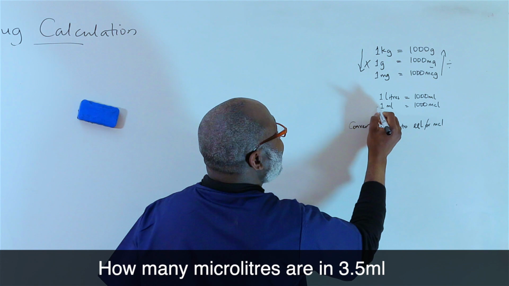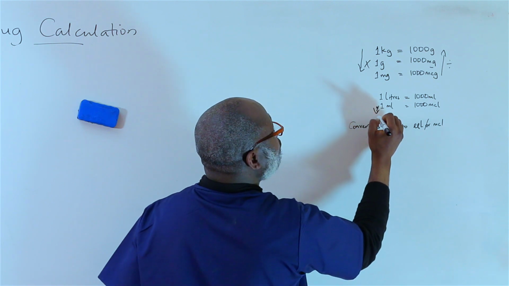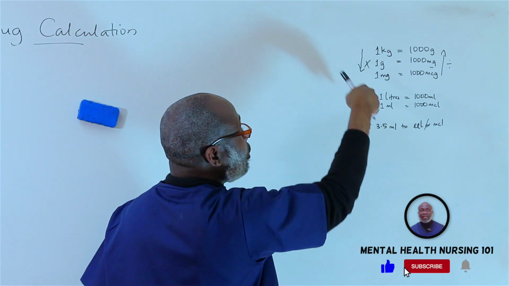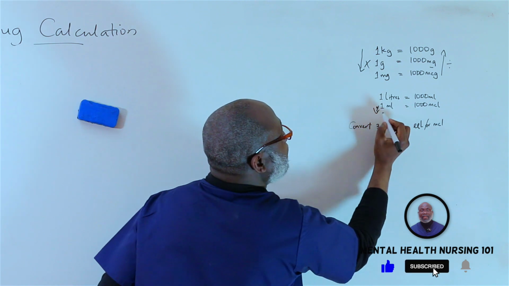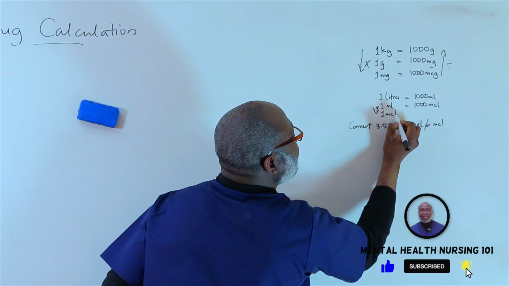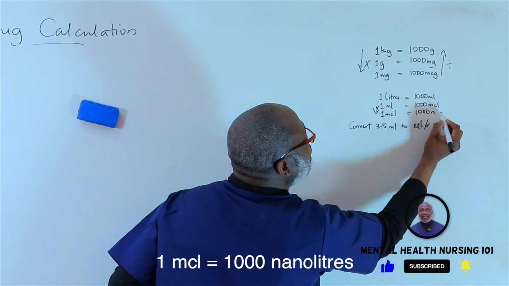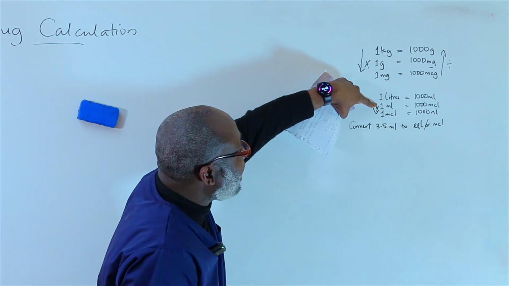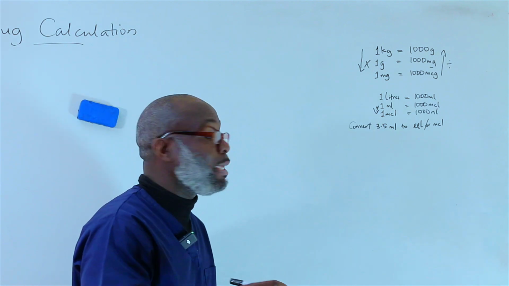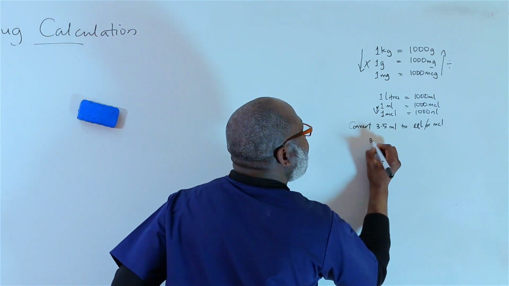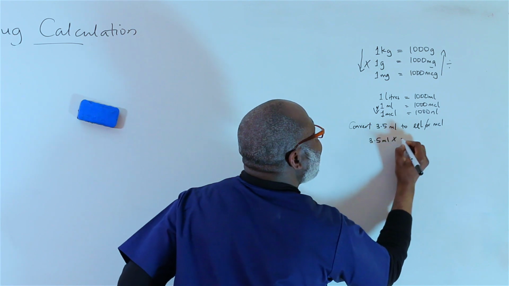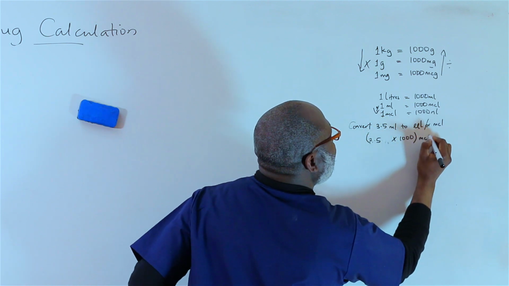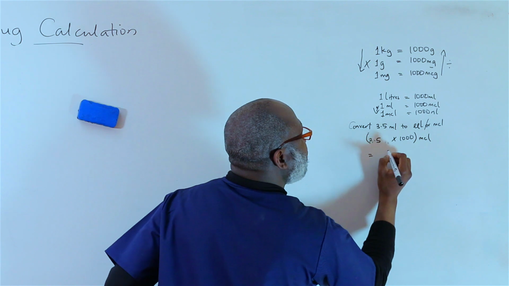That is, you're converting from the higher to lower. What do you do? You multiply. You're converting from higher to lower because 1 milliliter is 1,000 microliters. So going from milliliters to microliters, you multiply by 1,000. That would be 3.5 ml times 1,000, in microliters.